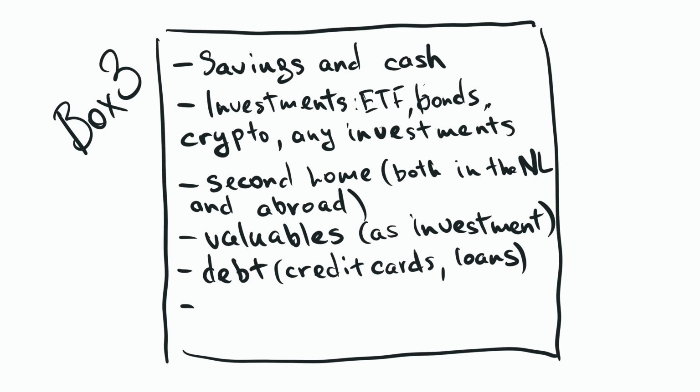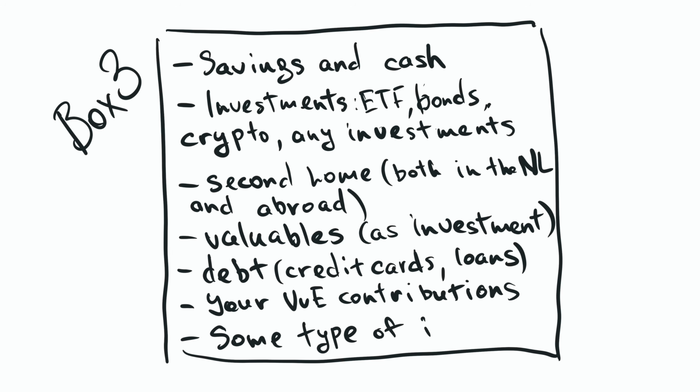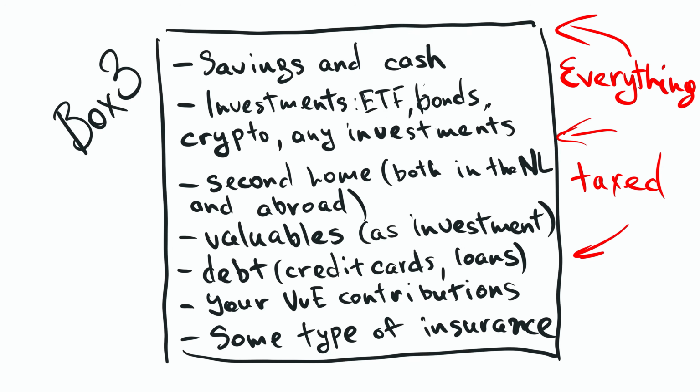Also, which was quite surprising for me, is your VVE contribution, or your owner's association. When you buy an apartment, often you have to make these contributions and they are stored on specific savings accounts, and you also get taxed for that. And also some types of insurance policies that can accumulate money, like endowment insurances, but only if they're not connected to your mortgage. So if you have a life insurance connected to your mortgage, it's not taxed in box 3.